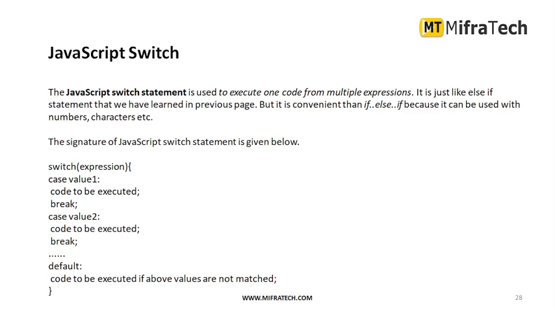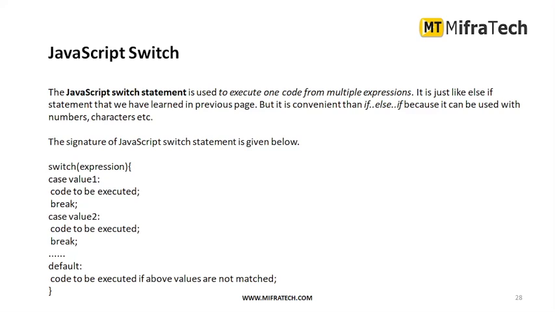Next, the JavaScript switch statement. The JavaScript switch statement is used to execute one code from multiple expressions, not several expressions. Like we can take an example of a grade. It is just like the else if statement that we learned in the previous slide, but it is more convenient than if else if, because it can be used with numbers, characters, etc.